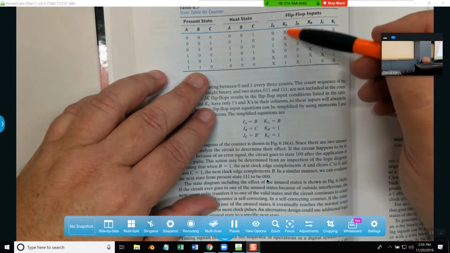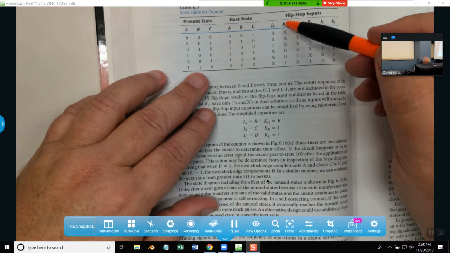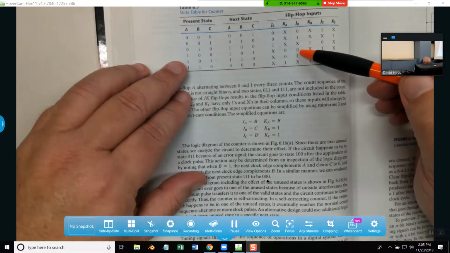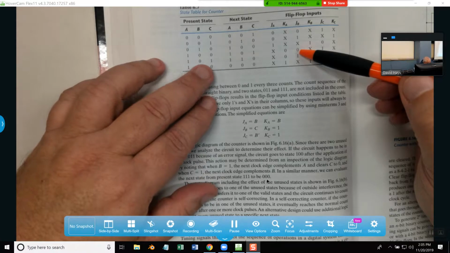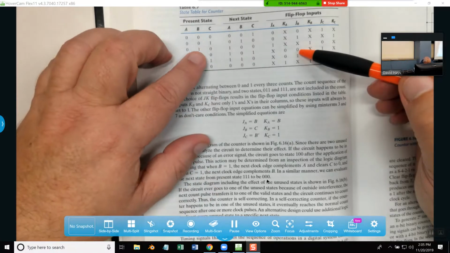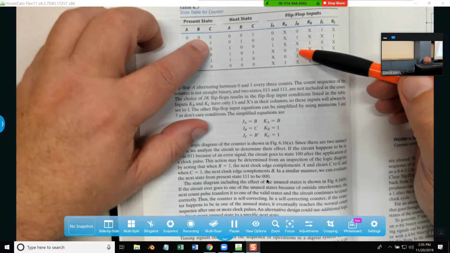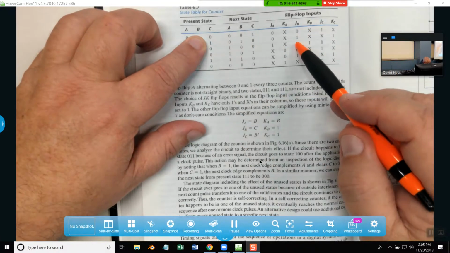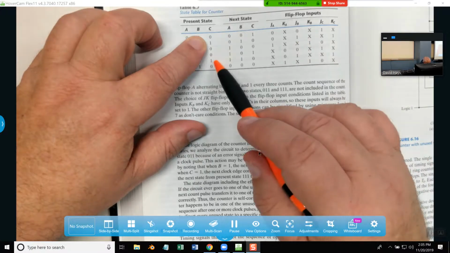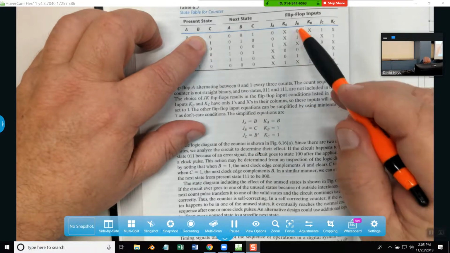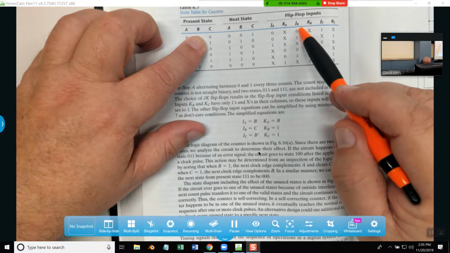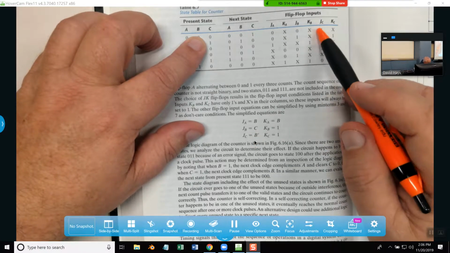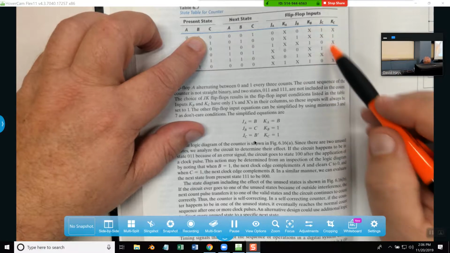0, 1, 0, 1. That would be C, because notice here we got 0, 1, 0, 0, 1, doesn't matter, and then 0, 1, 0, 0, 1, 0. So J sub B is equal to C. K sub B is equal to 1, we said. That's equal to 1. J sub C.